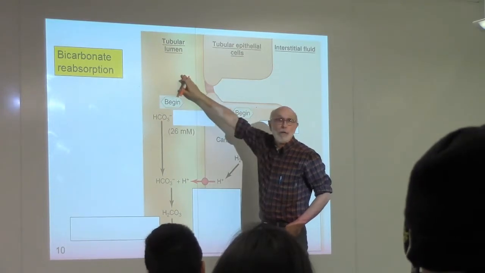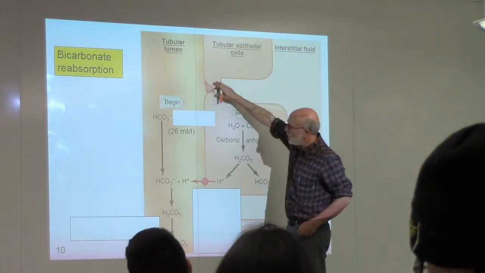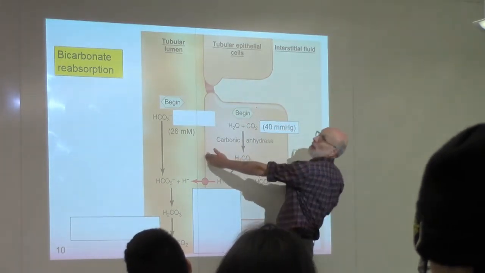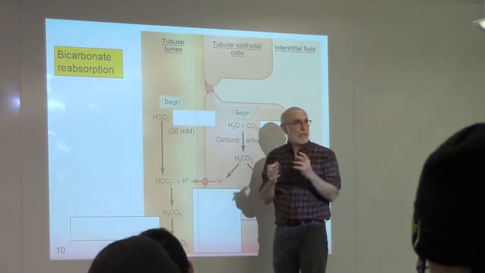This is the tubular lumen. This is a cartoon of the epithelium. This is the interstitial fluid. This is a junction between epithelial cells. This is an epithelial cell. Here's another one, right? A whole cylinder of them.